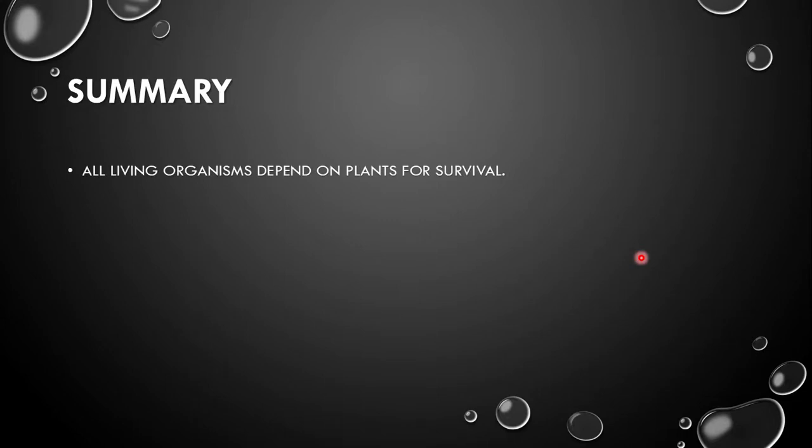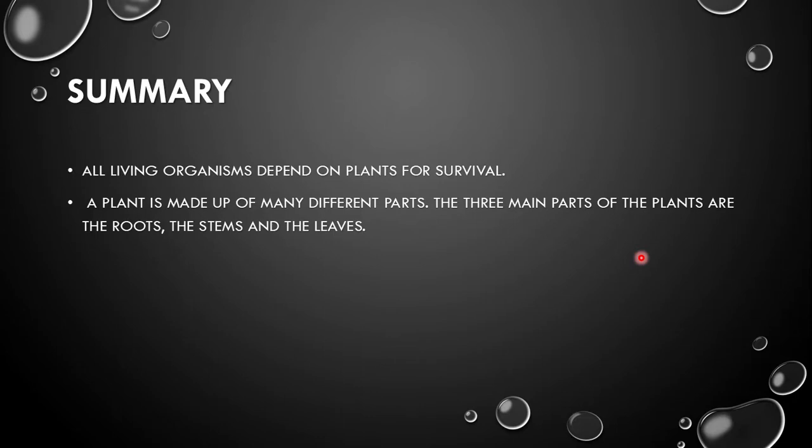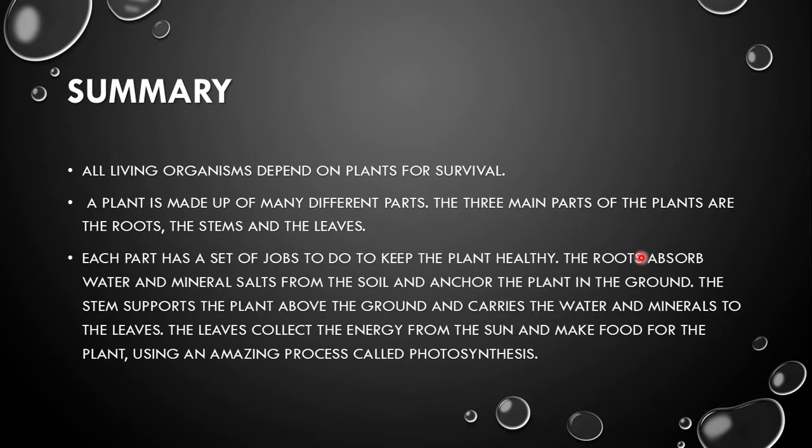Okay, so we have said a lot in this lesson. What have we learned in this lesson? We've learned that all living organisms depend on plants for survival. A plant is made up of many different parts. The three main parts of the plant are the roots, the stems, and the leaves. Each part has a set of jobs to do to keep the plant healthy.